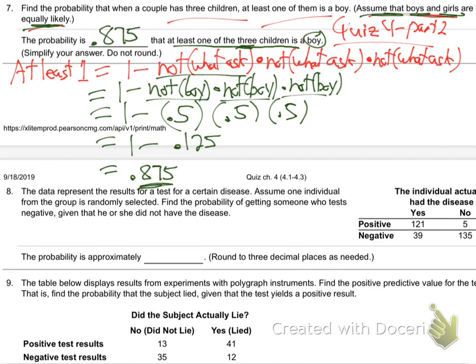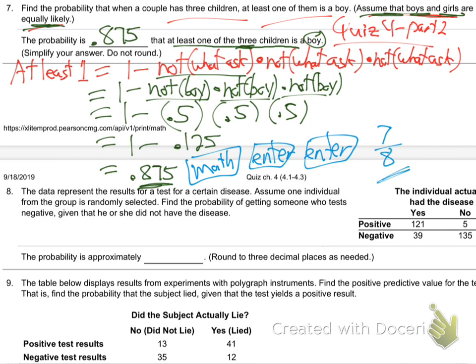If they want a fraction, on your TI, to turn a decimal answer into a fraction, you hit the math button on your calculator. The math button is located on the left side of your TI calculator, up near the top, just below the blue and green buttons. Hit the math button and then just hit enter twice. That'll change any answer to a fraction, and that'll change it to 7/8. The decimal 0.875 is the same as the fraction 7/8.